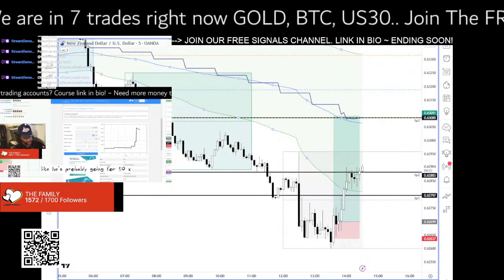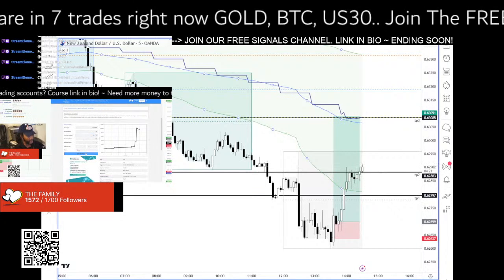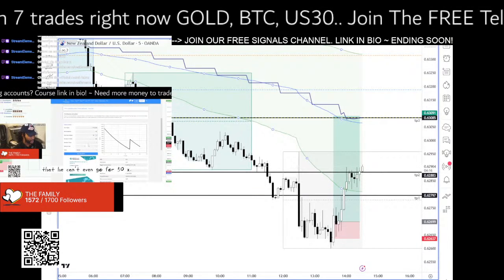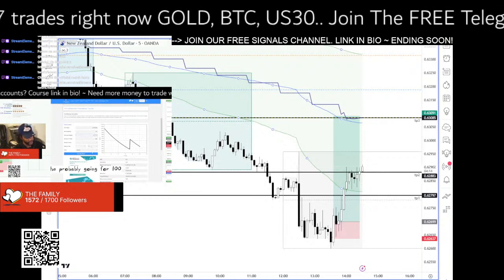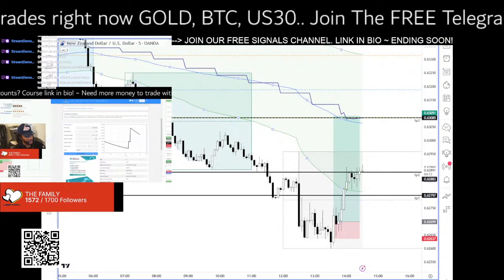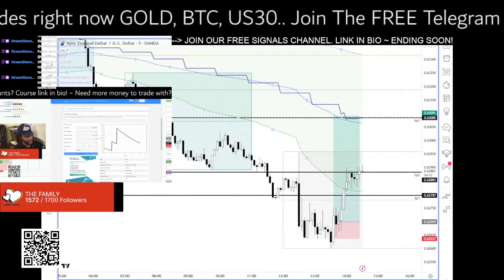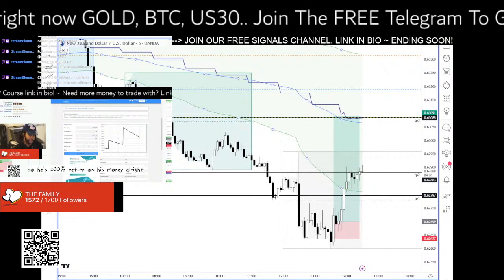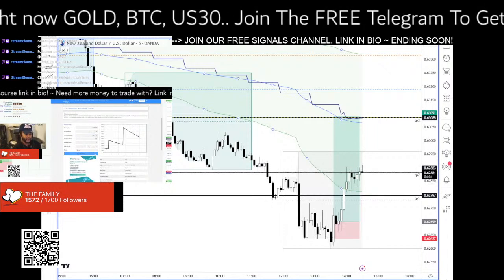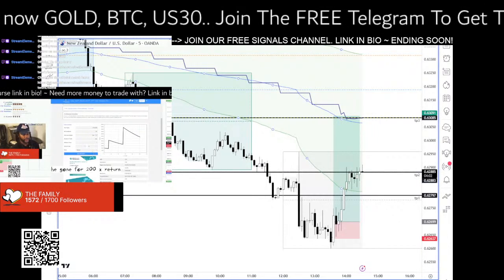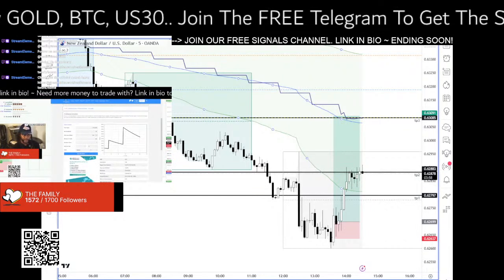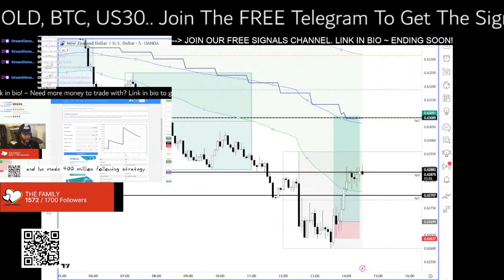Like he's probably going for 50x. He's probably going for 100. Nope, he's going for 200x. So he's going for a 200x return. He puts in $1, he wants to see back $200 every time he trades. And he made 400 million following that strategy.